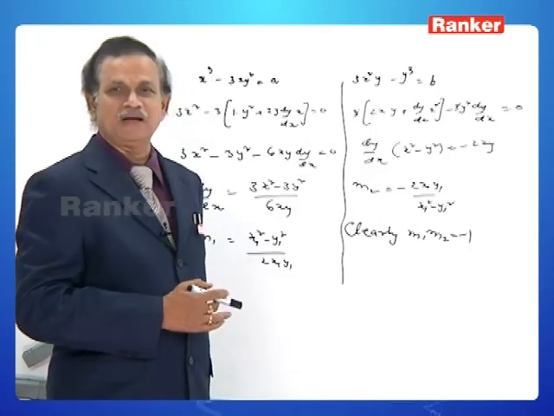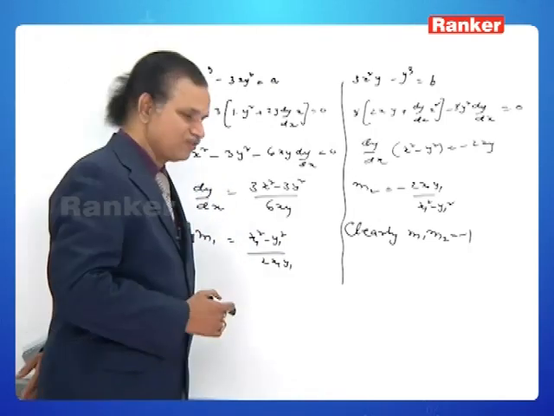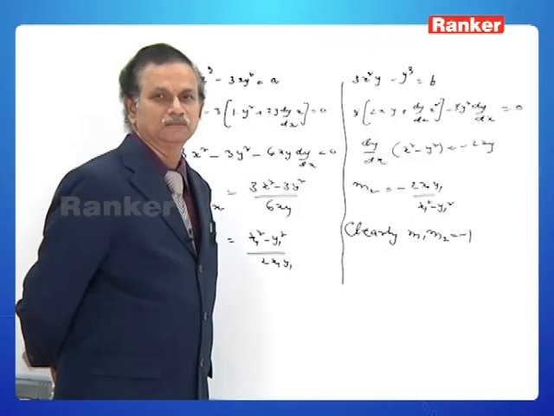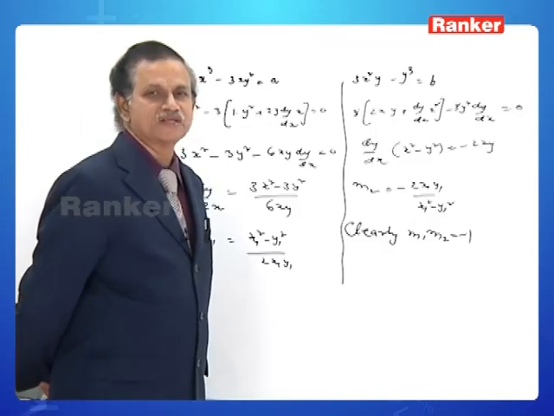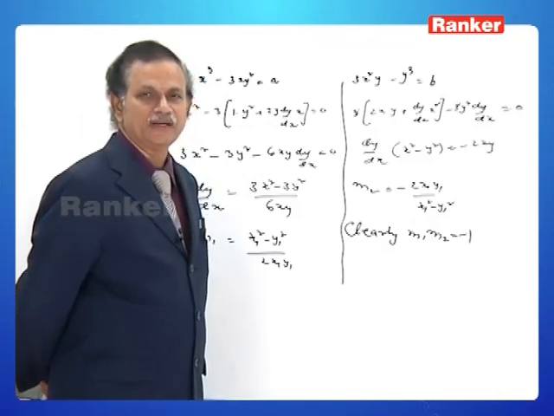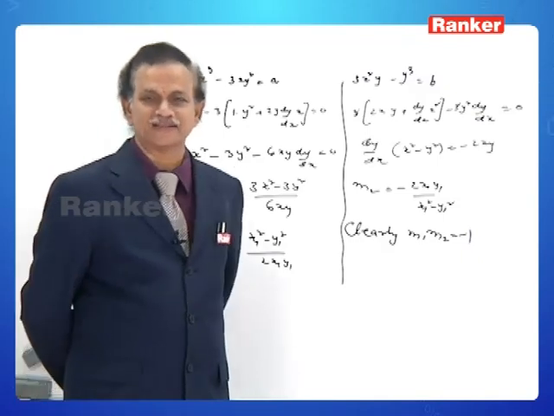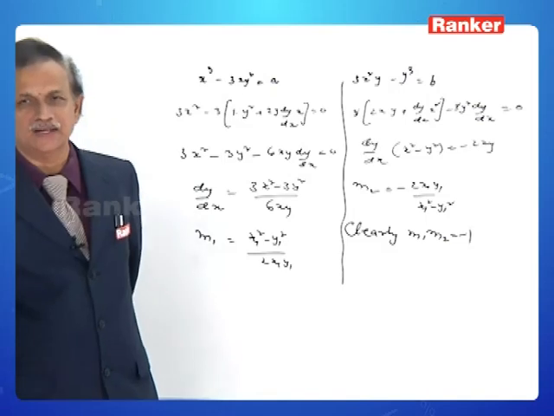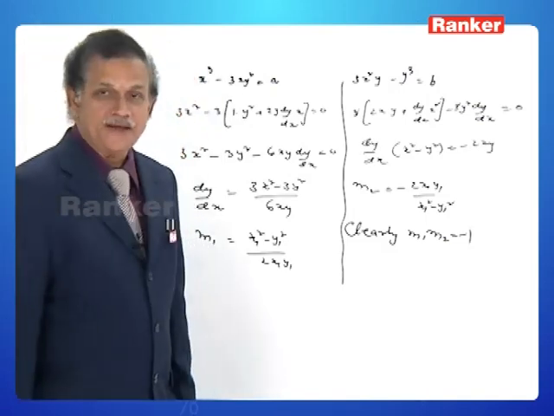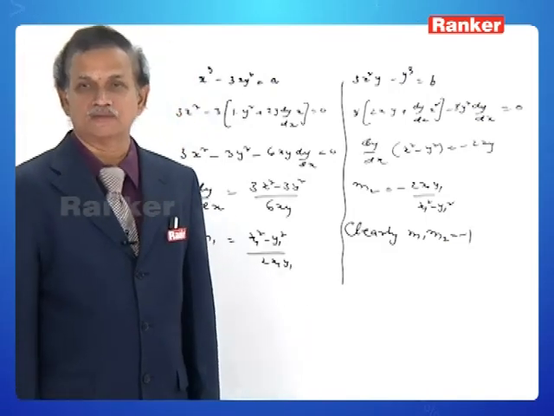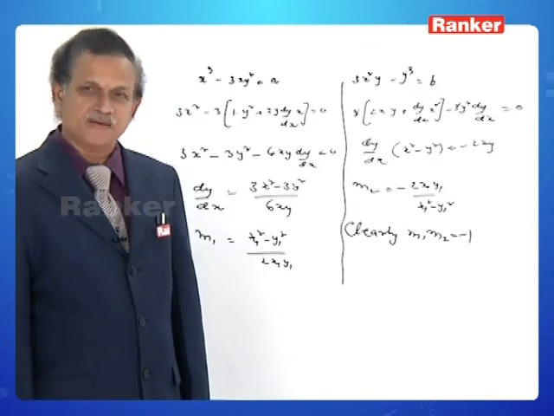Luckily, by proceeding in this way, we could have observed that m1 m2 is equal to minus 1. Therefore, the angle of intersection of these two curves is simply 90 degrees, or they are at right angles, that is, they are orthogonal.